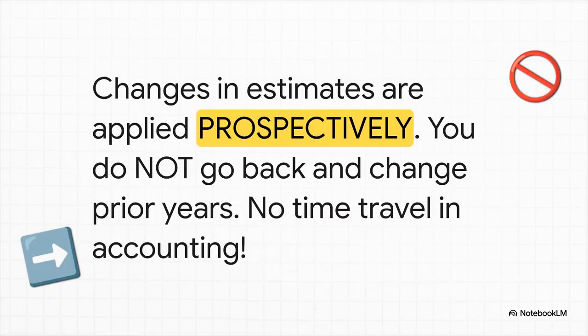Okay, listen up, because this is the absolute golden rule. If you remember one thing from this section, make it this. Changes in estimates are applied prospectively. That's a fancy word that just means from this point forward. You do not, I repeat, do not go back and change the depreciation from previous years. No time machines in accounting. What's done is done. You just fix it for the current year and all the future years.